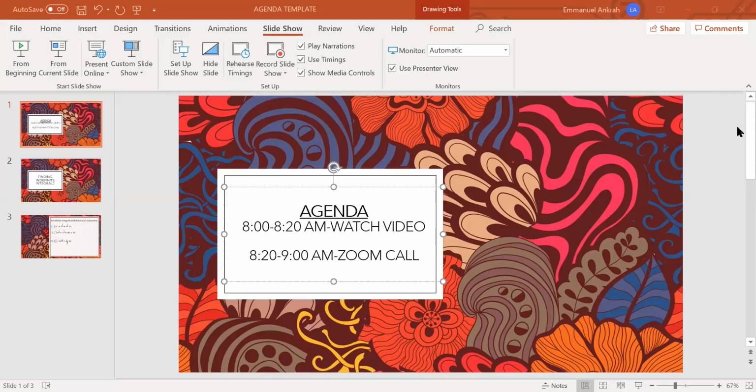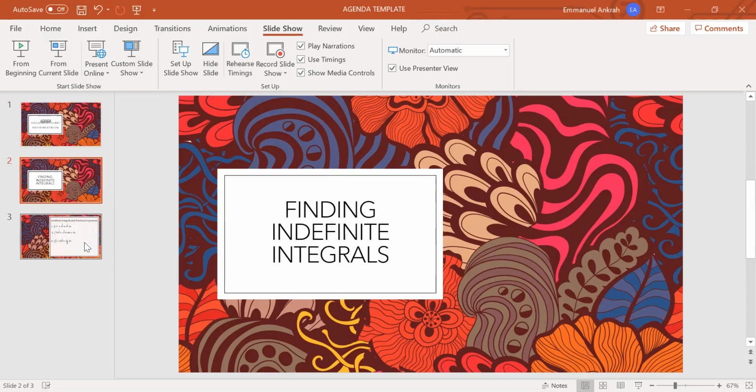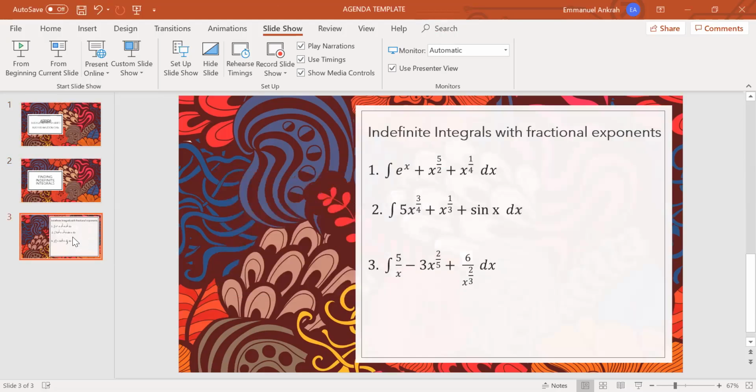And today, we want to continue with more problems on indefinite integrals, how to find indefinite integrals. And specifically, we want to look at these examples, indefinite integrals with fractional exponents. And these are three examples that we want to look at today. So please track the screen for today's lesson.